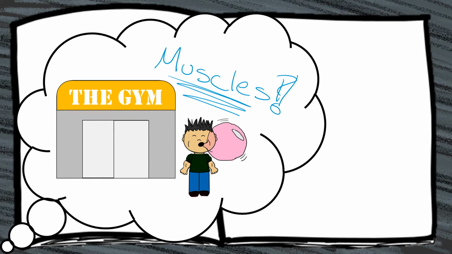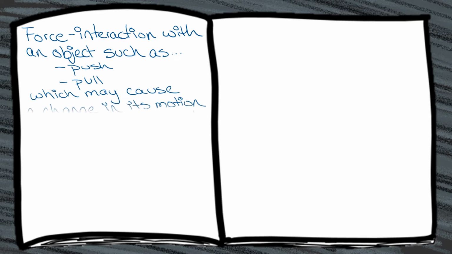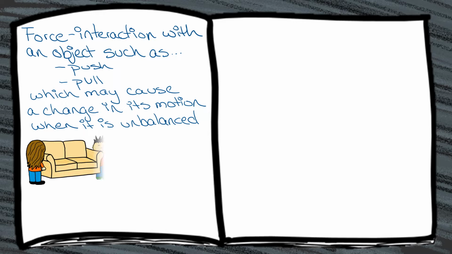This brings us to our next key term, which is force. What do you think force means? Not exactly, Alex. Muscle is not necessarily the equivalent of force. In physics, force is defined as an interaction on an object such as a pull or a push that may cause the object to change its motion when it's unbalanced. In other words, it's the ability to cause changes to an object's state of motion.